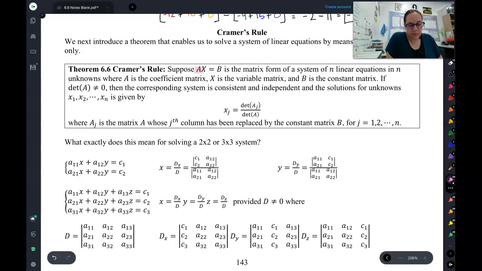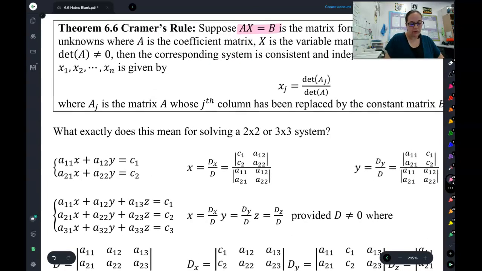We're going to start by writing our system of equations like we did last lesson, using our three different matrices: our coefficient matrix, our variable matrix, and our constant matrix. From there, we're going to find the determinants of various matrices, put them into fractions, solve them, and that's our answer. So let's look first at a 2 by 2.